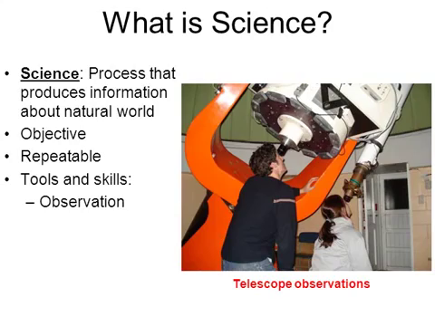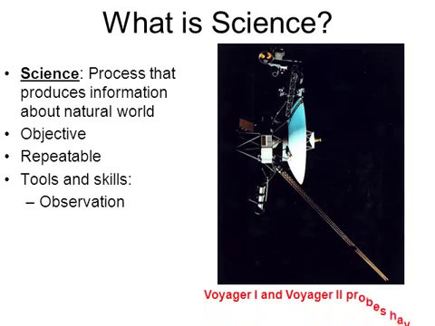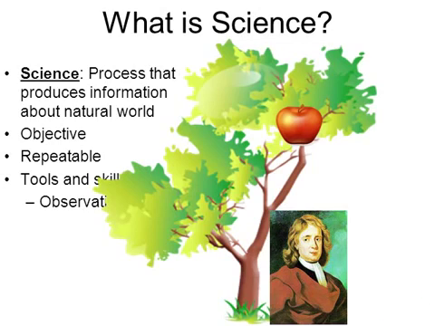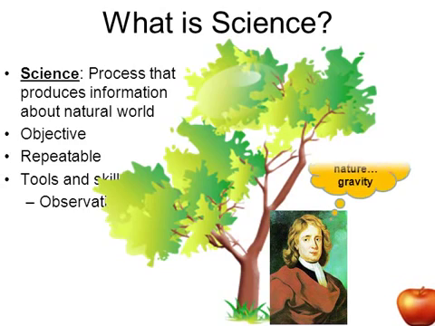In this case, we have a picture of one of the Voyager probes that was launched in the 1970s. And these things have been drifting around in our solar system and now beyond since the 1970s. And they've observed the solar system and sent back to Earth data that's been collected. So there's all kinds of observations that can be done. And let's not forget one of the more famous observations. Here we have a little drawing of Isaac Newton, and an apple just bumps him on the head, and that observation of a falling apple led him to uncover this force in nature called gravity.